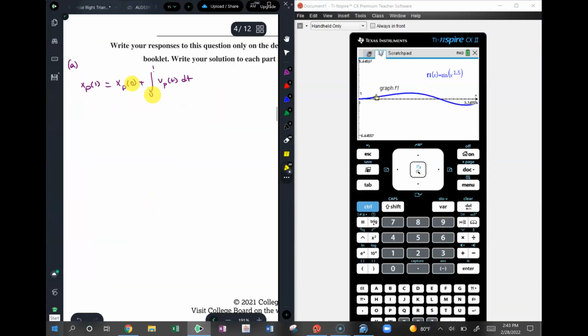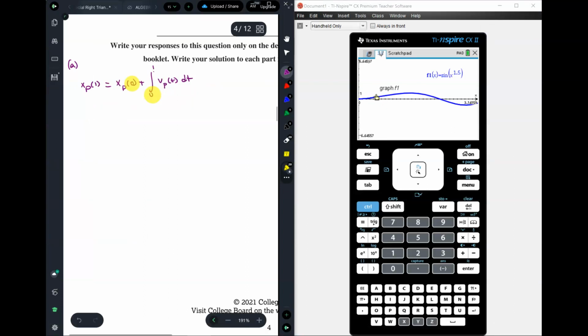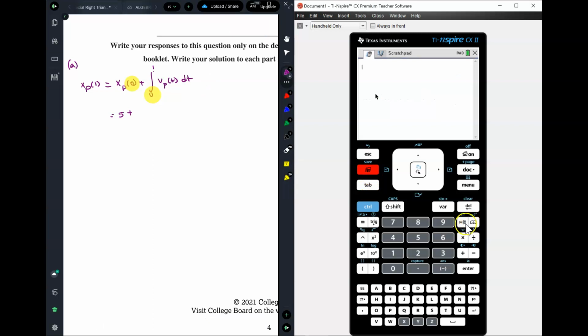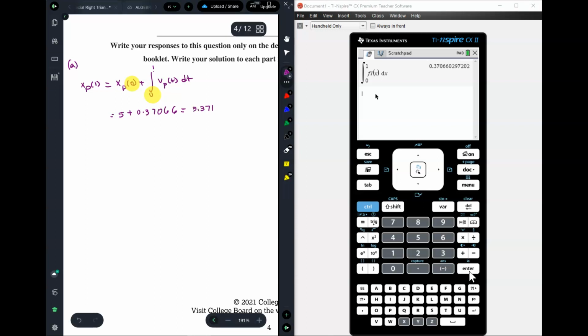So x of 0 is 5. Plus, now I need to find the integral of this from 0 to 1. So I go to the home screen, and I want to do the integral from 0 to 1, what am I going to write in here? That's y1 of x. And that's 0.37066. So together, that's 5.371. That's x of 1 for P.